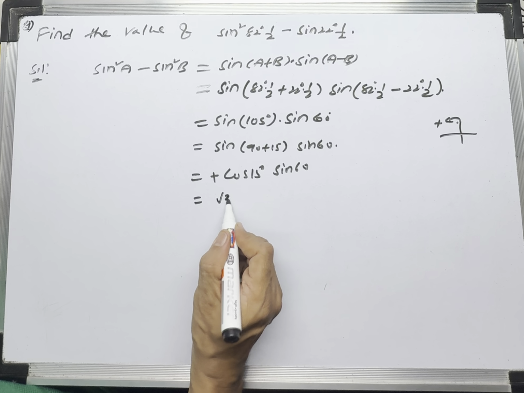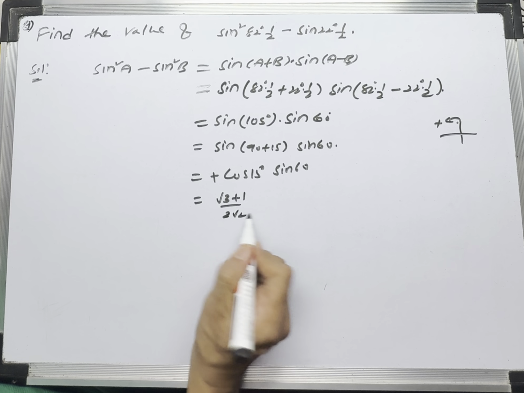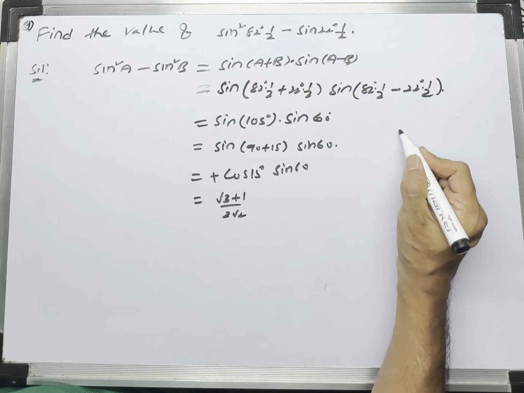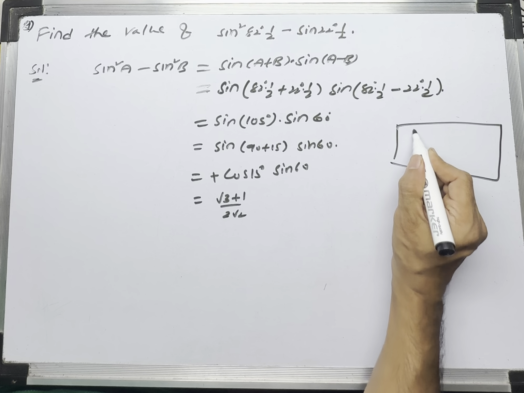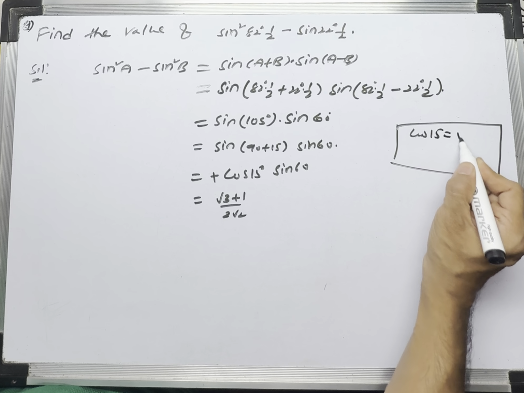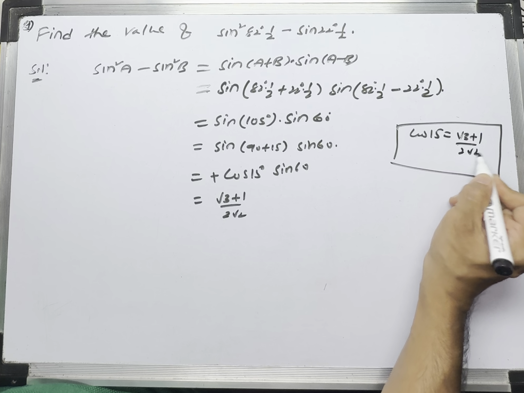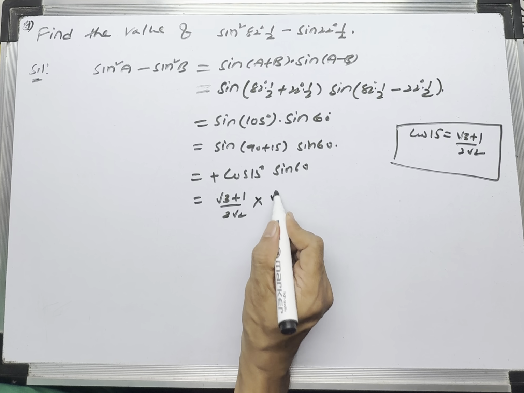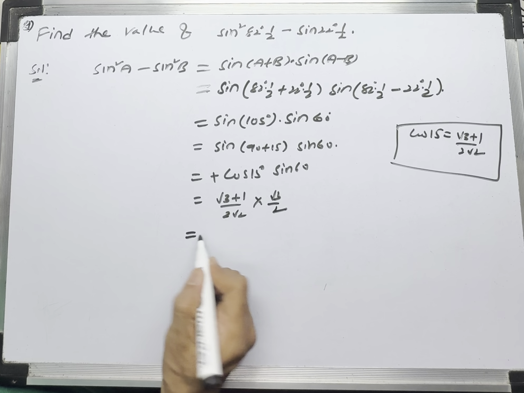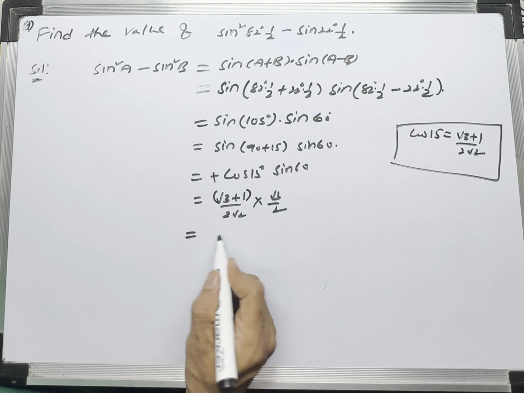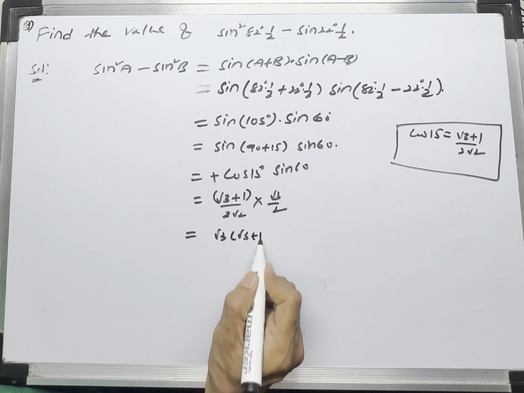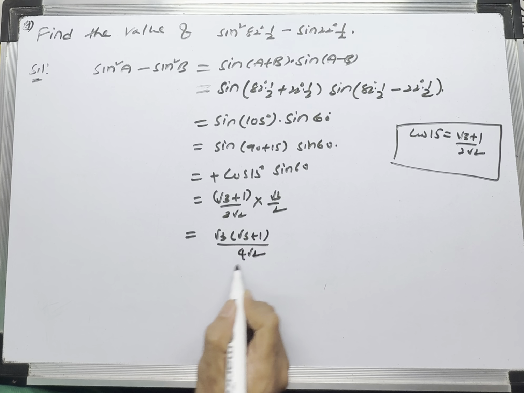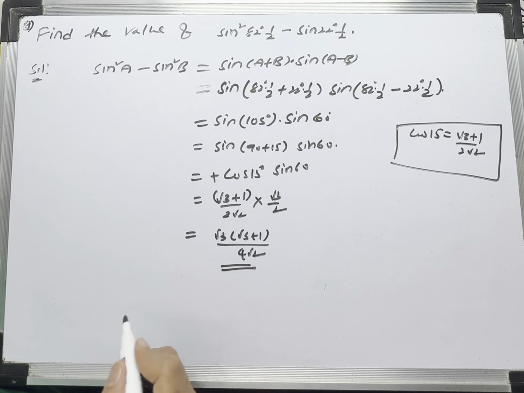Cos 15 is root 3 plus 1 by 2 root 2. For this problem, you need to remember these values. Cos 15, root 3 plus 1 by 2 root 2. Then sine 60 is root 3 by 2. This will be 2 times 4, root 3 into root 3 plus 1 by 4 root 2. Or you can rationalize and write this one.